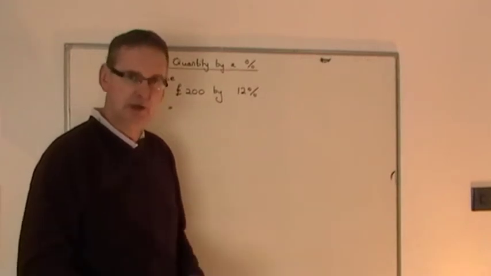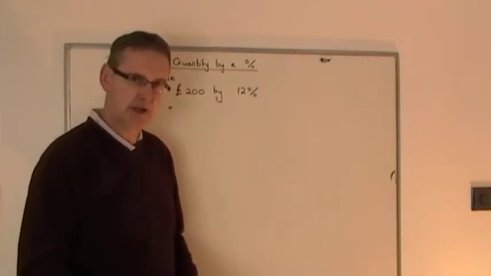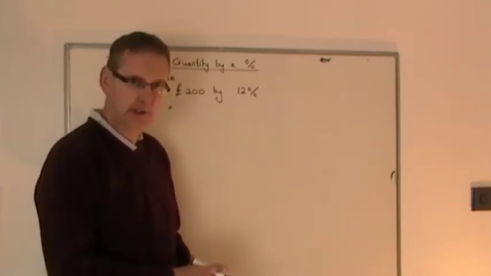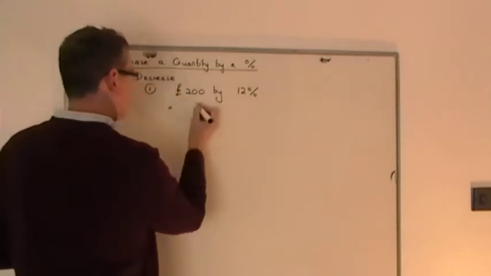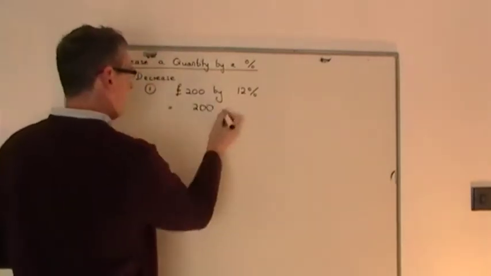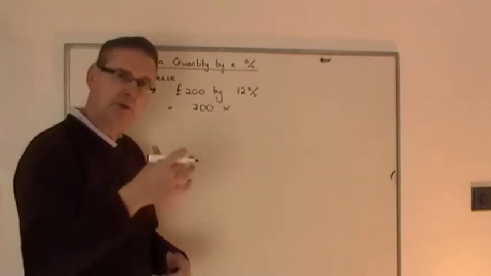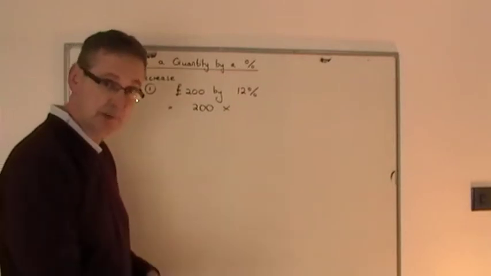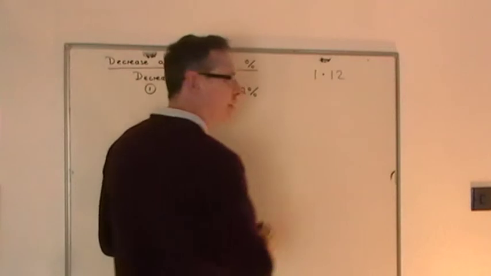However, there's a quicker way of doing it, which can be beneficial when you come on to some of the harder questions that you get on the higher paper. So it's a useful tool to have if you remember. This is what we do. To decrease £200 by 12%, you simply take the £200 and you're going to multiply it by... Now, if I was going to increase it by 12%, which we've seen in the previous video, what you're going to multiply it by would be 1.12.